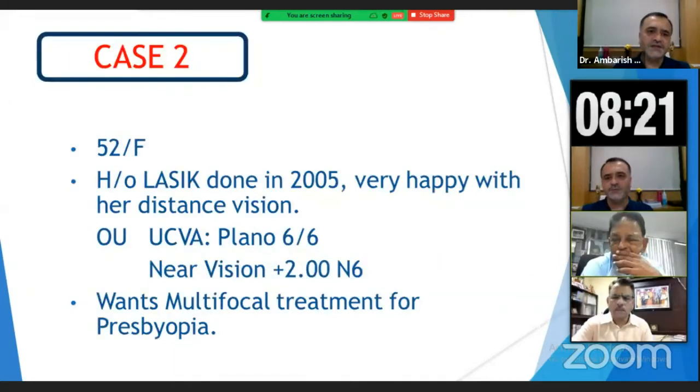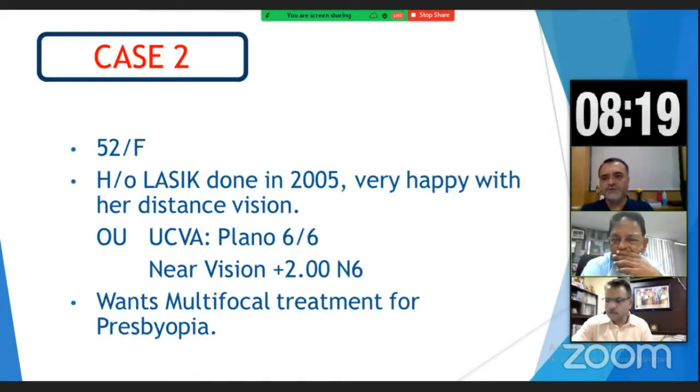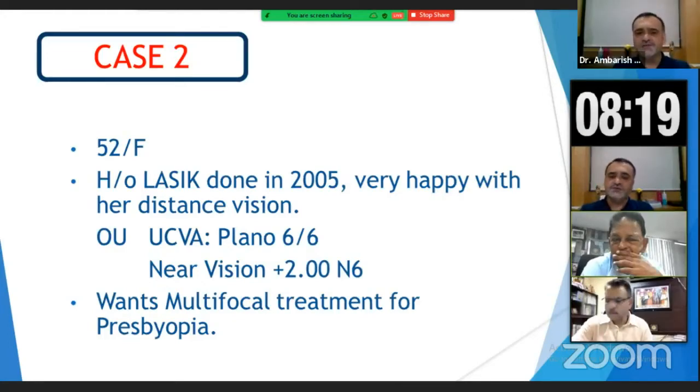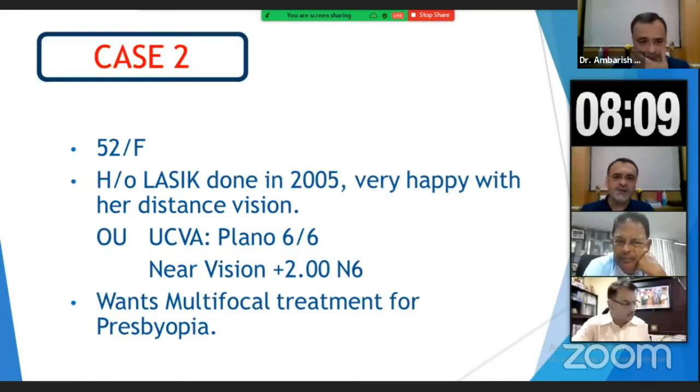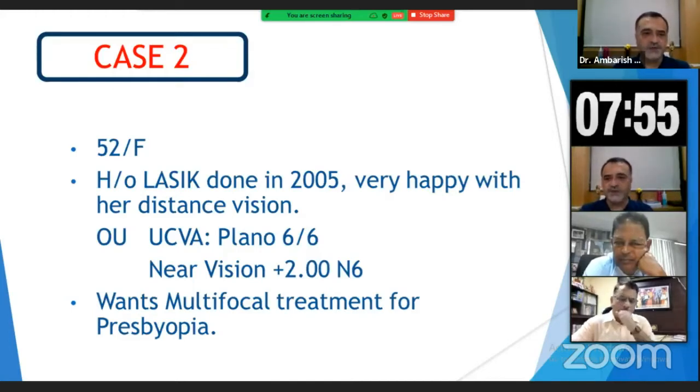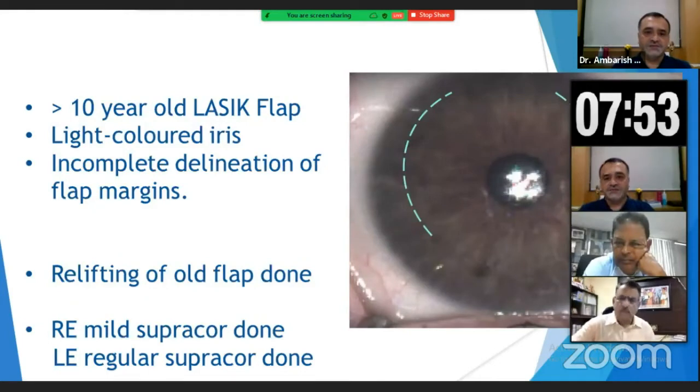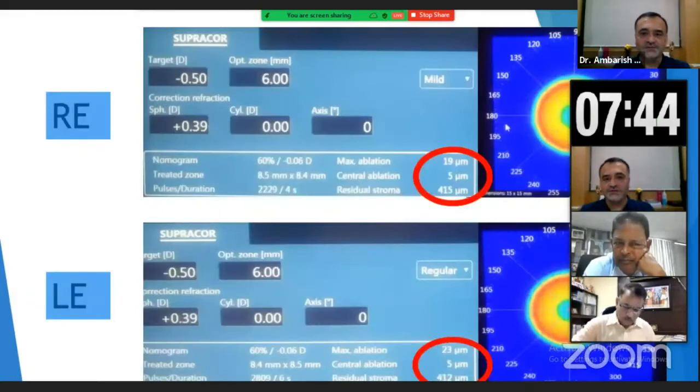This is a second case of a 52 year old female, and the patient was very happy. So probably this LASIK was done with the old Bausch & Lomb platform. The uncorrected visual acuity after 10 years was 6/6, and the patient was accepting near vision of +2 diopter. Again, the patient was very much convinced to go for multifocal treatment for presbyopia. This LASIK, I could relift the flap, and by relifting the old flap, we did right eye mild Supracore and left eye regular Supracore in this patient.